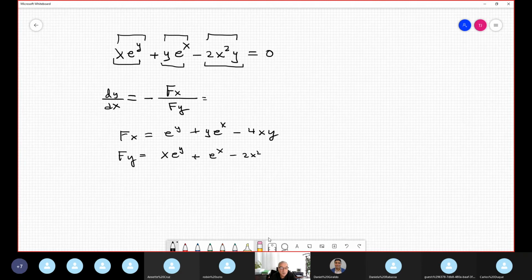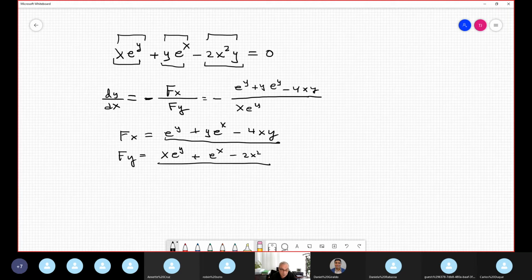Finally, you put the minus here. Oh, I prefer not to put the minus in front. You know, you can change the sign of the top part or the bottom part. It doesn't matter. Anyway, I put it on my paper like that. Minus, I just copy on top this expression: e to the y plus y e to the y minus 4xy, divided by this expression: x e to the y plus e to the x minus 2x squared. Done. Super easy.